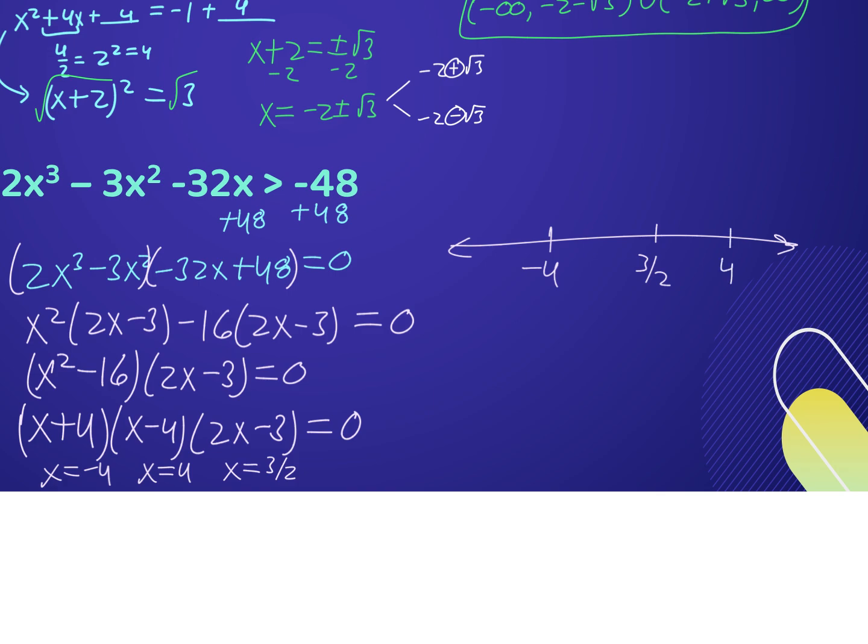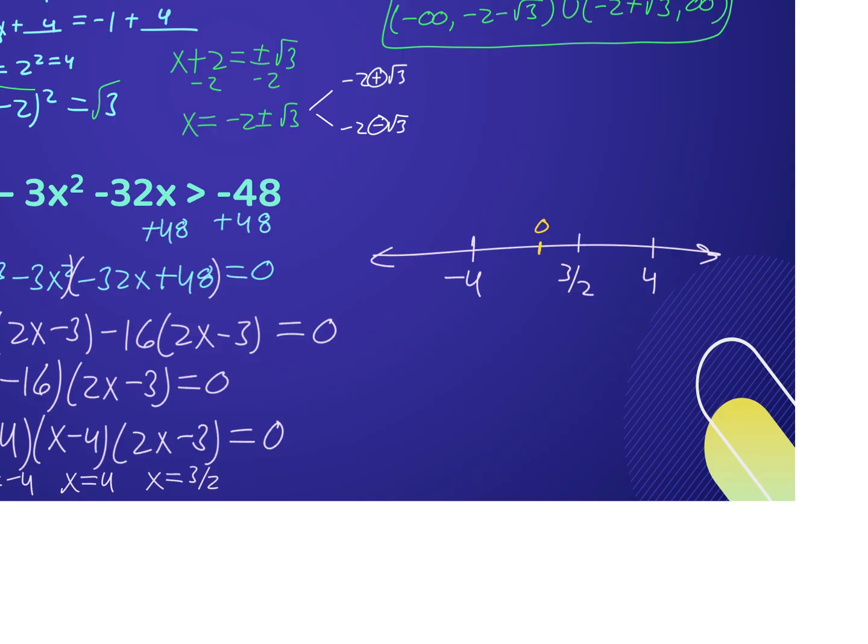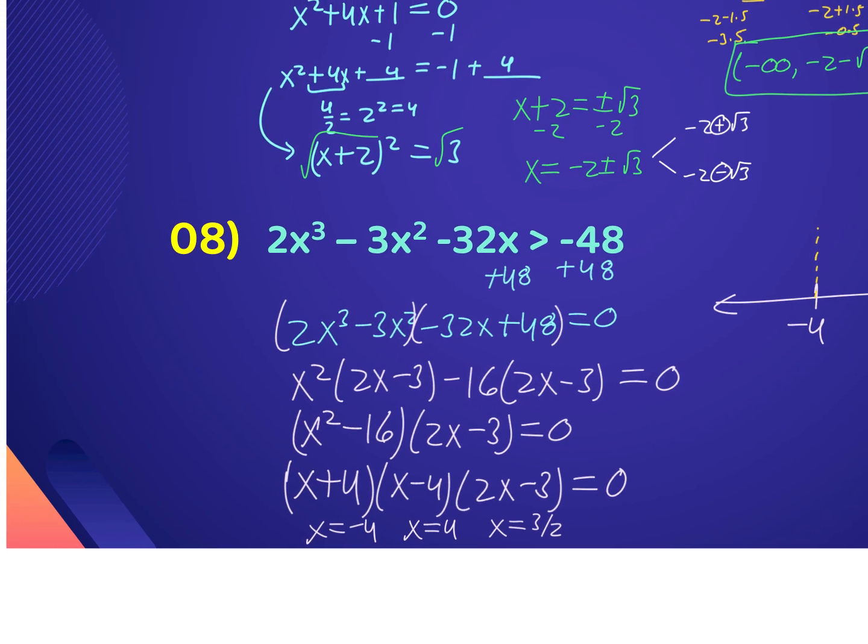All right, and again, anytime you get a chance, I would test 0, and 0 is between negative 4 and 3 halves, right? The difference with this one versus the other ones is now that when I split this up, I actually have 4 different intervals. But again, the same pattern as always, right? It's going to alternate. So I'm going to test 0, and I'm going to see if it works.